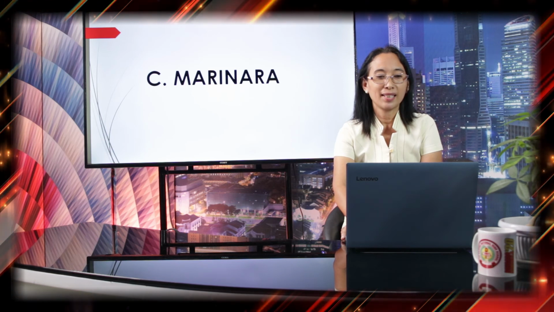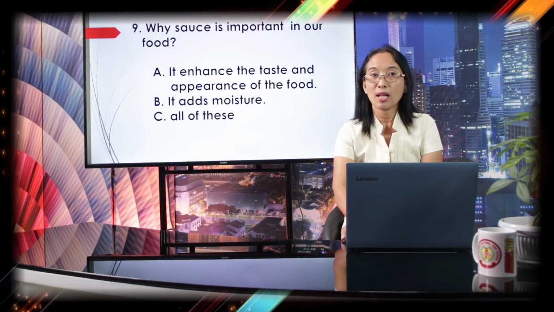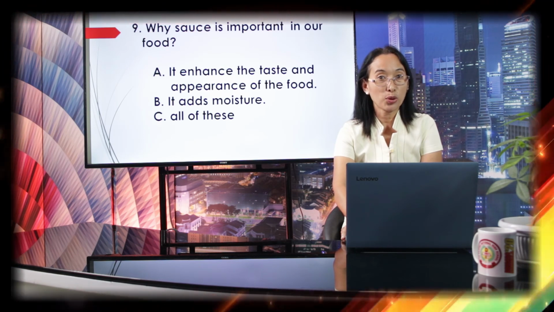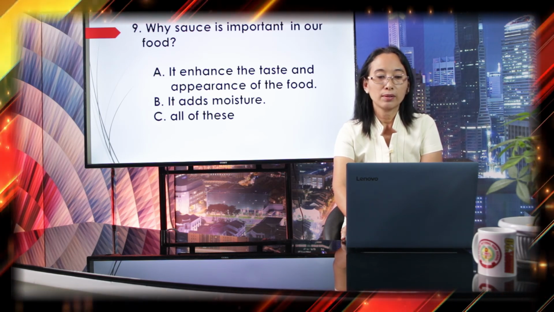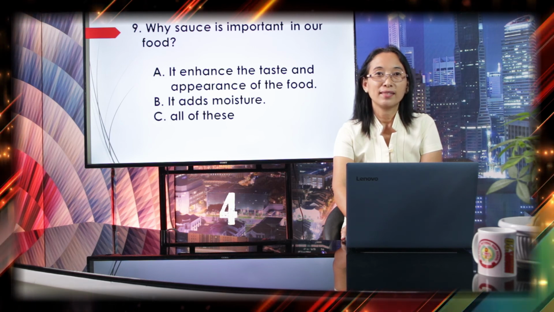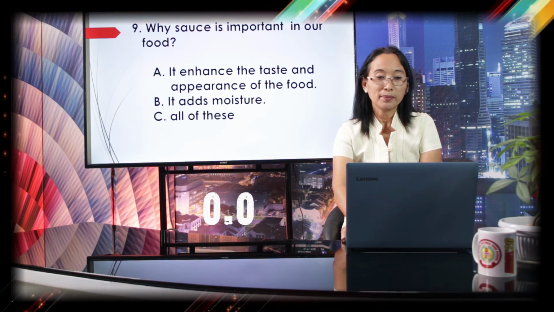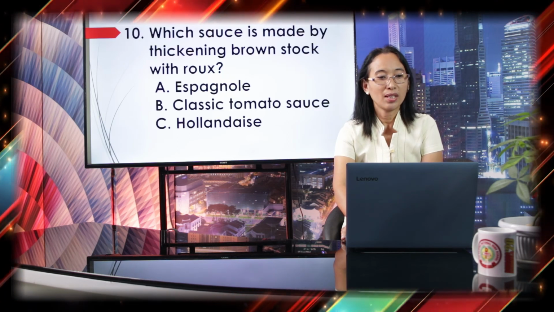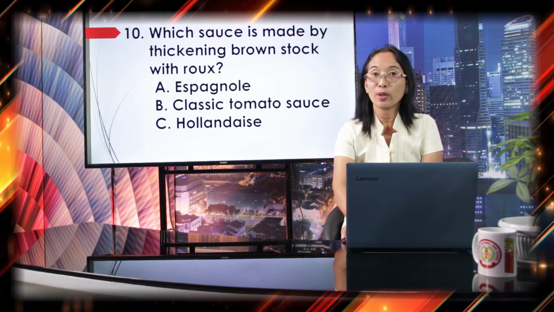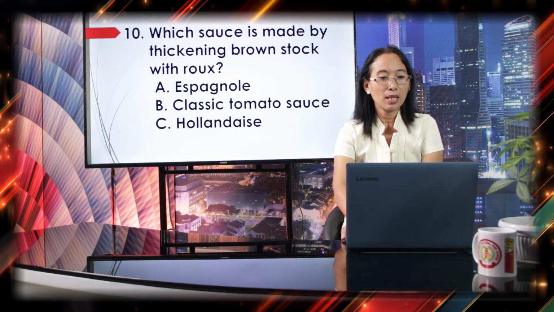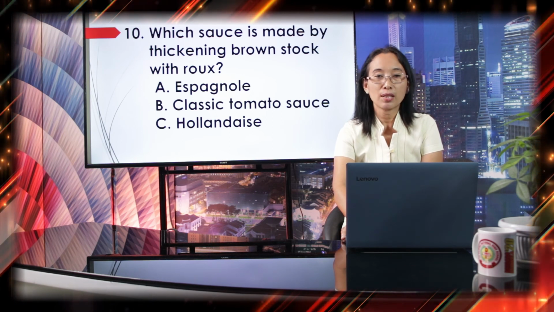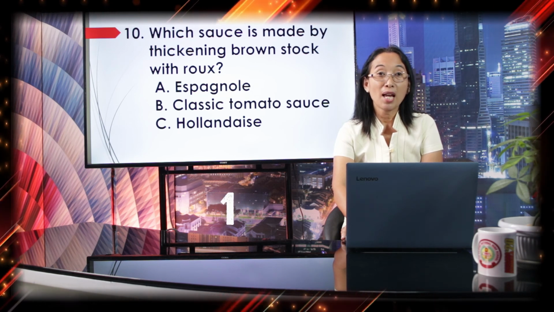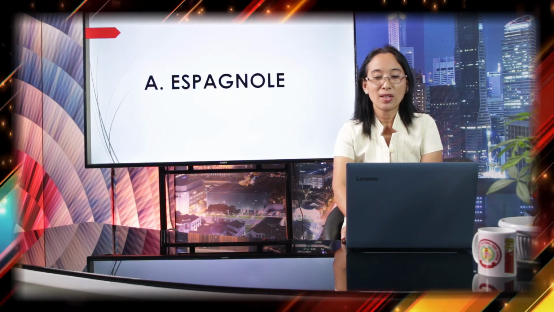Question number 9. Why is sauce important in our food? A. It enhances the taste and appearance of the food. B. It adds moisture. C. All of this. Time is up. If your answer is C. All of this, then you are correct. Last question. Which sauce is made by thickening brown stock with roux? A. Espanol. B. Classic tomato sauce. C. Hollandaise. Time is up. If your answer is A. Espanol, then you are correct.